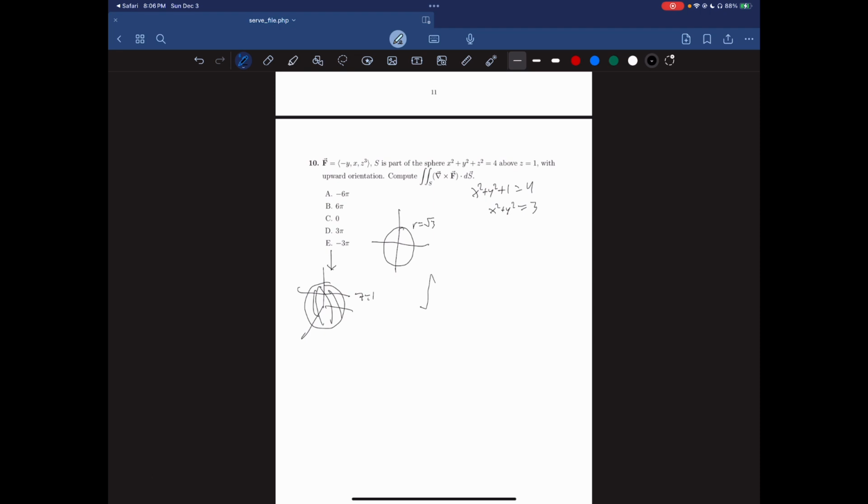And by Stokes' theorem, we know this is just equal to the integral of the boundary curve, f dot dr here. It's saying it's upward orientation, so that means it is counterclockwise. So like this, and that means we can just evaluate the line integral around the circle here, x squared plus y squared equals 3.